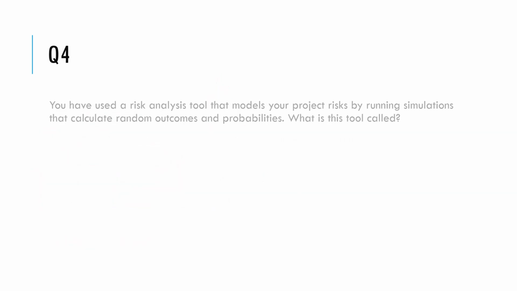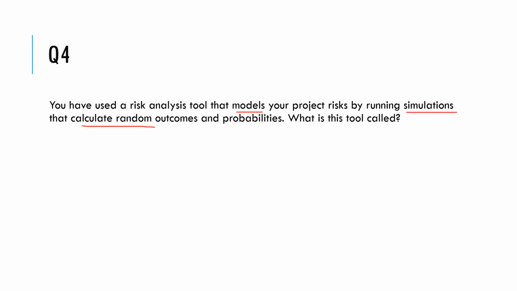All right, question number 4. You have used a risk analysis tool that models your project risks by running simulations that calculate random outcomes and probabilities. Important. I think one thing to understand here is that this first sentence is actually a definition. So what is this tool called? So this is the definition of the tool that is being asked in the question.